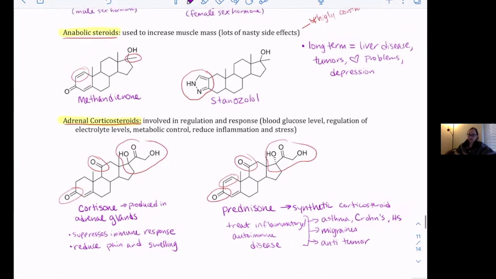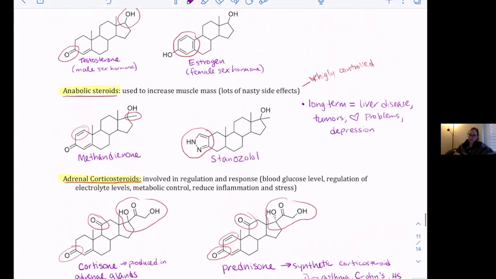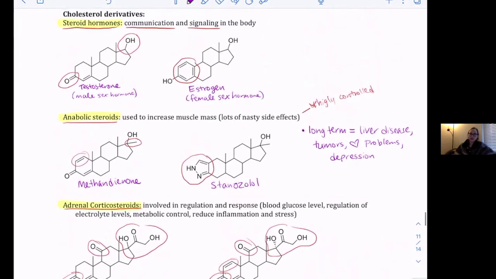Okay, so these are just a few examples. These are the different types of hormones that you'll see that are derivatives of cholesterol. However, this is not an exhaustive list by any means, but these are just some examples for you guys.